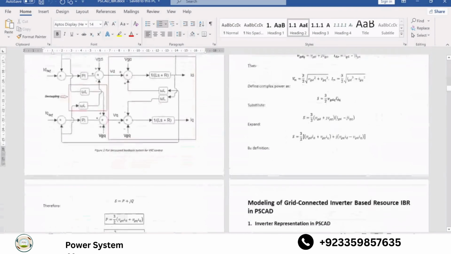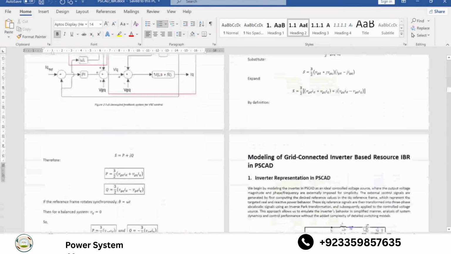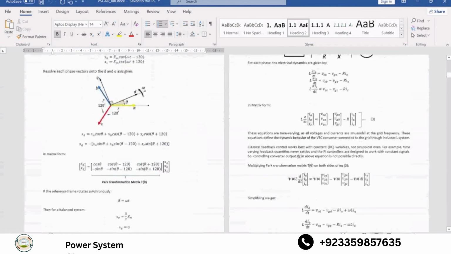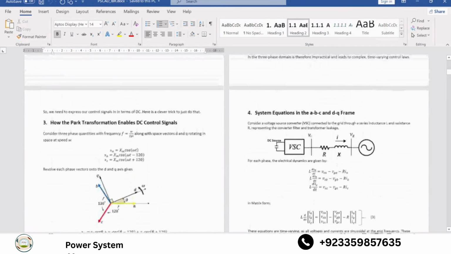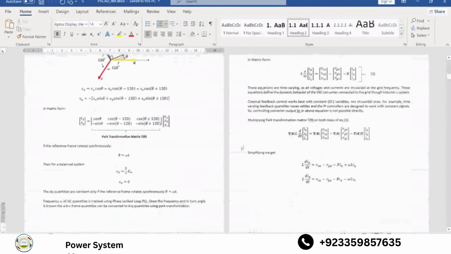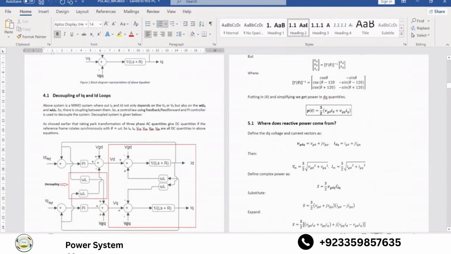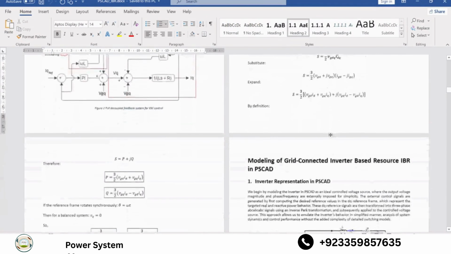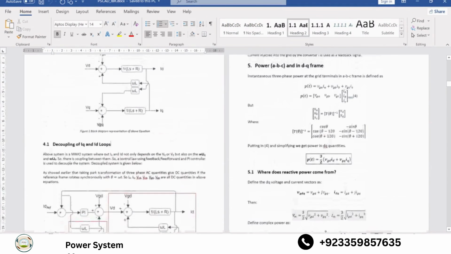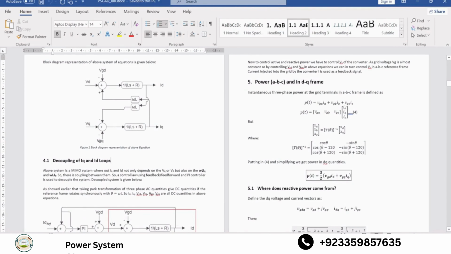Actually, we will be looking at why real and reactive power P and Q depend on ID and IQ. I think I have explained it here. Yes, I have explained it here.